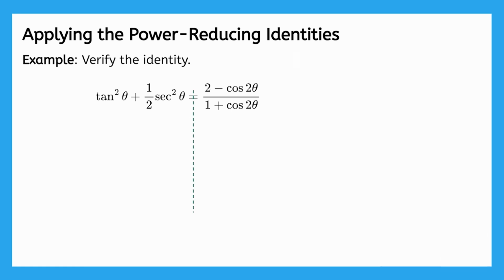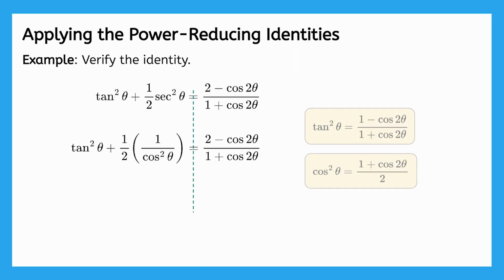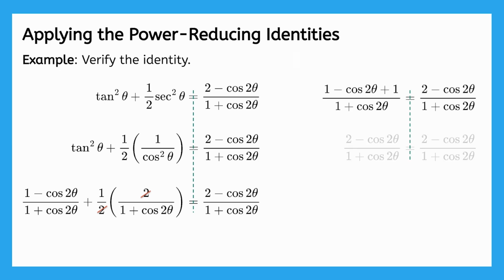There are multiple ways to approach this problem, and one way to start is by using a reciprocal identity to rewrite secant squared theta as 1 over cosine squared theta. Now we can use the power-reducing identities for tangent and cosine to rewrite the left side with linear terms. Finally, we can do some simplifying and verify the identity.